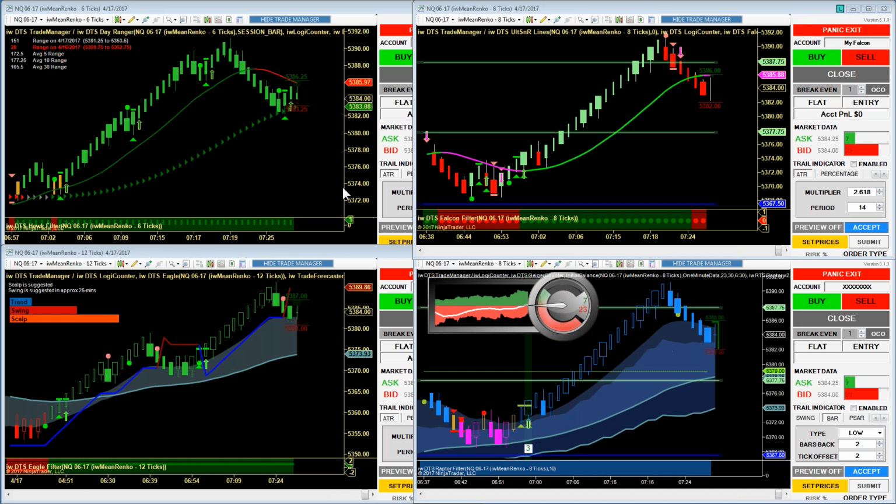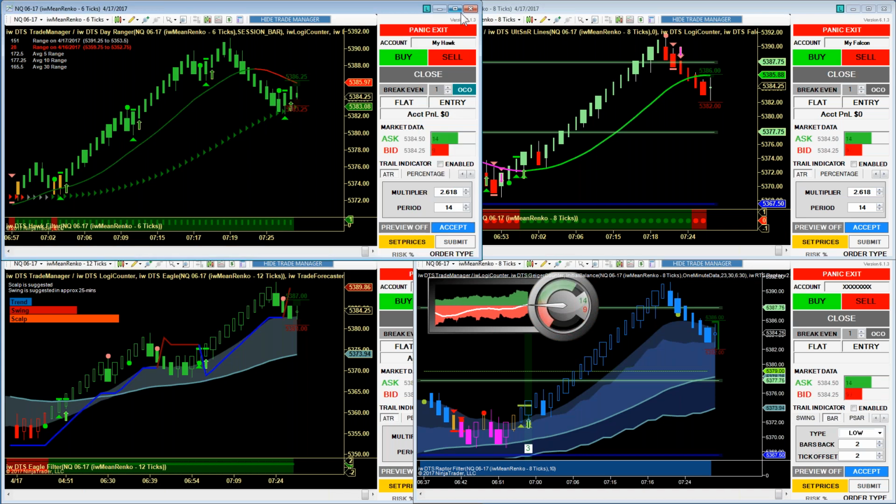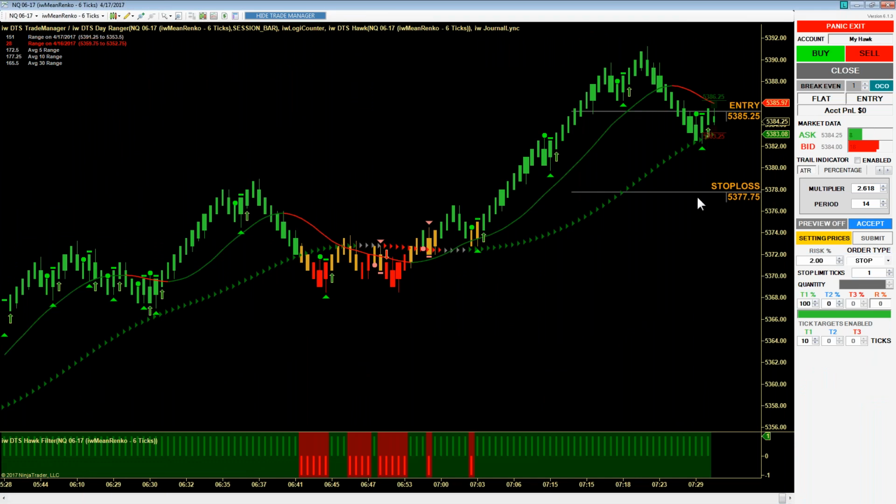Come on. Here comes that macro pullback signal. So I do anticipate a little bit of a run up here because of it. So here's the macro pullback. You can see we do have enough room here before we get to the highs that we can actually get in and out with a profit.